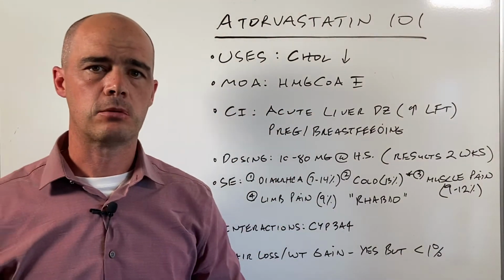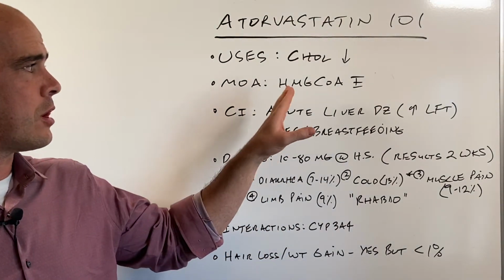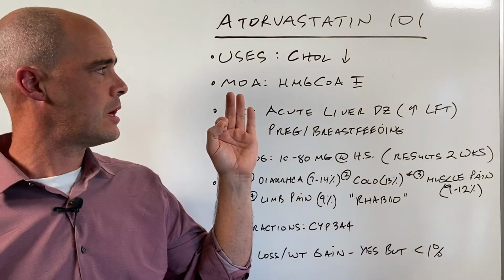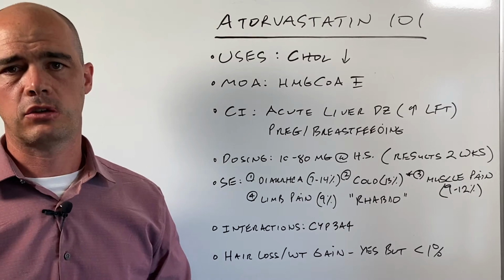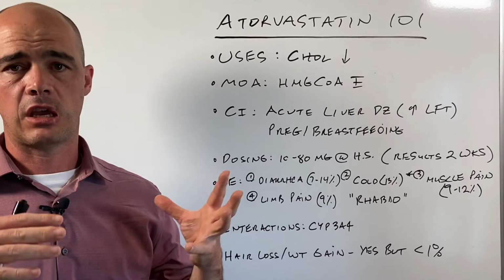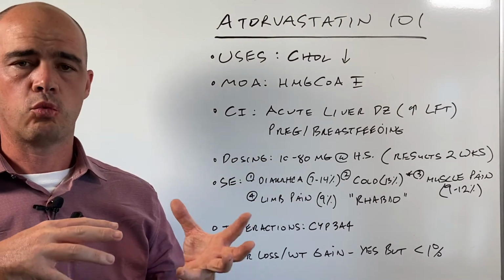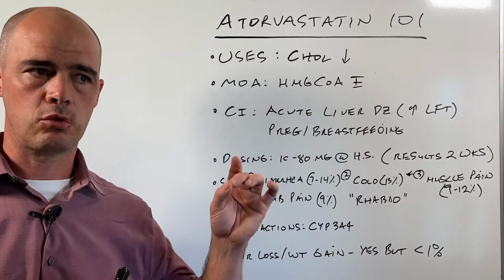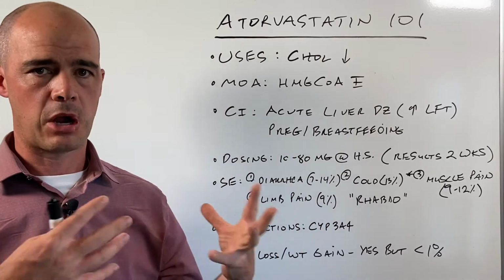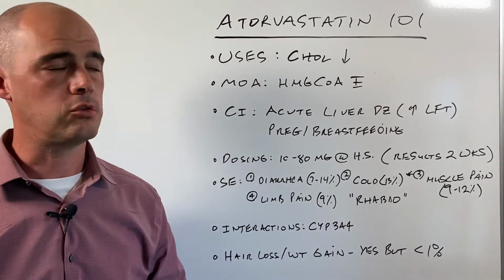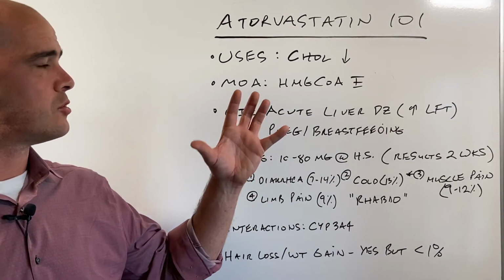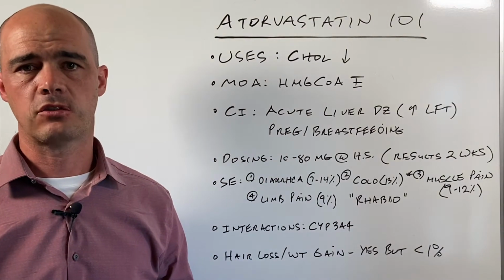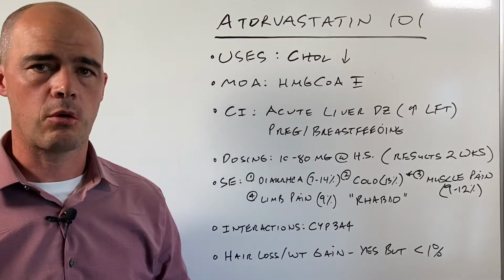MOA is mechanism of action. It's part of a class of drugs that are HMG-CoA reductase inhibitors. Fancy way of saying there's an enzyme in the liver that is one of the rate limiting steps in synthesizing cholesterol in your body. So when you block that enzyme, your body can't make cholesterol the way it used to, and that is where Atorvastatin acts. It's blocking that enzyme so cholesterol will go down.